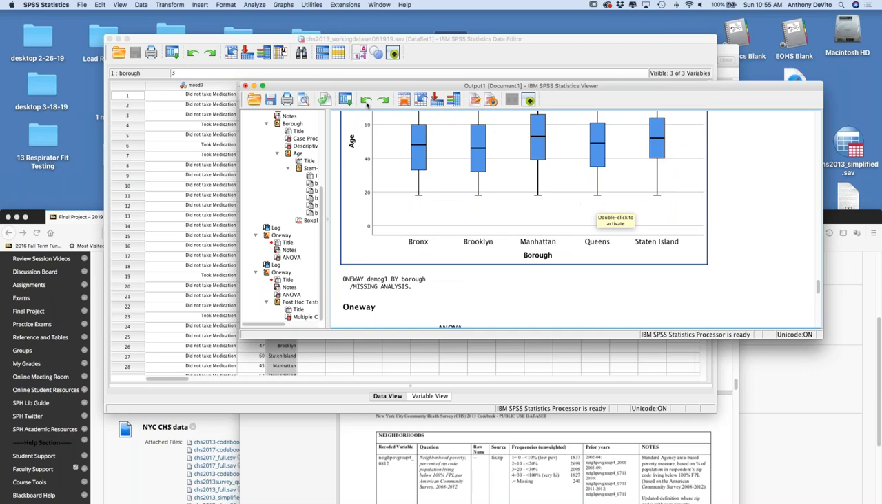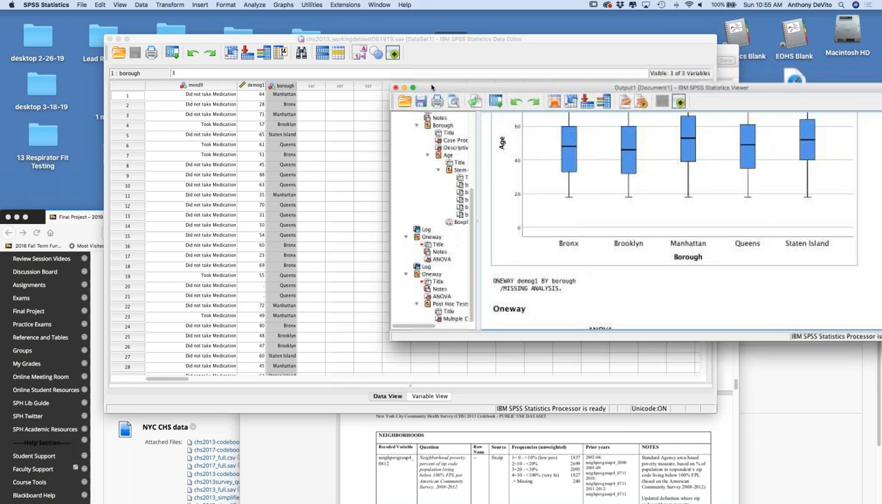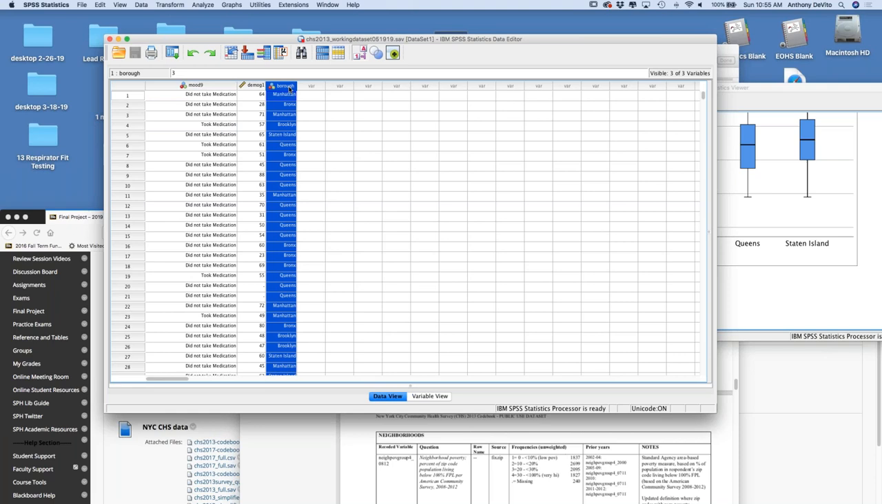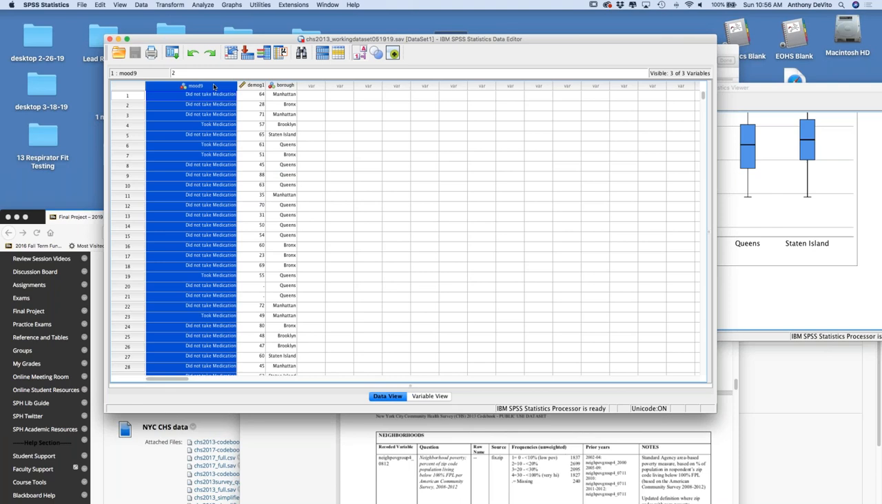Okay, so how about chi-square? Well, the important thing is not chi-square, but what you're using chi-square for. So let's say that I wanted to determine whether or not people in different boroughs took medication for mental health illnesses at a different rate, at a different percentage. So I have a categorical variable, borough, with five categories, and a categorical variable, whether or not they took medication, which has two values.